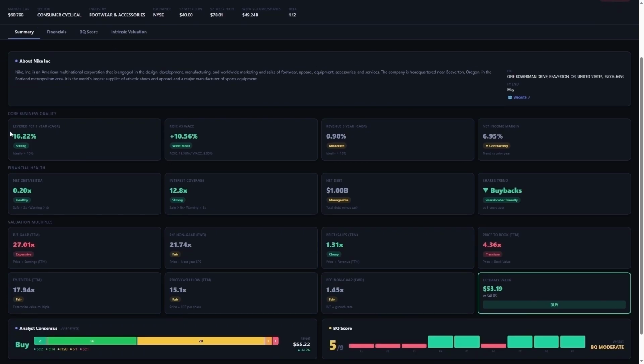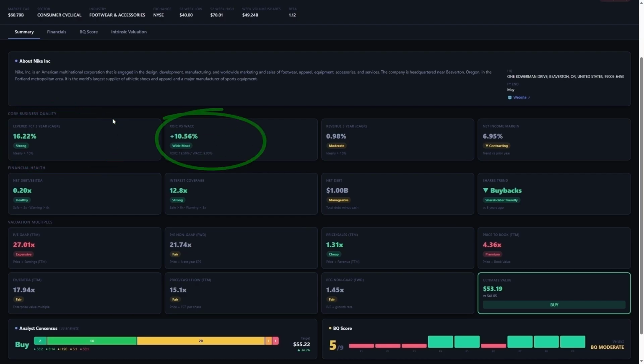So still in the summary tab here, but below the about section we have the core business quality with 4 different cards. These 4 different cards will tell you whether the underlying business is healthy or growing. We have the free cash flow growth. This is how much the company's real cash generation has grown over the last 3 years. Cash is the only thing you can't fake with accounting, so this is a very honest growth metric.